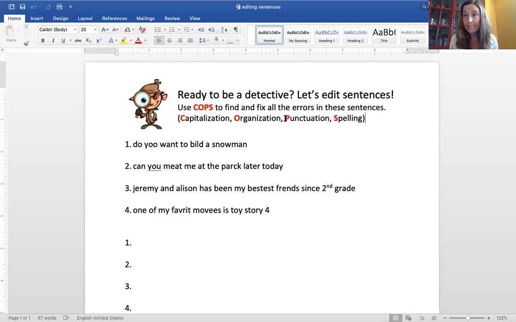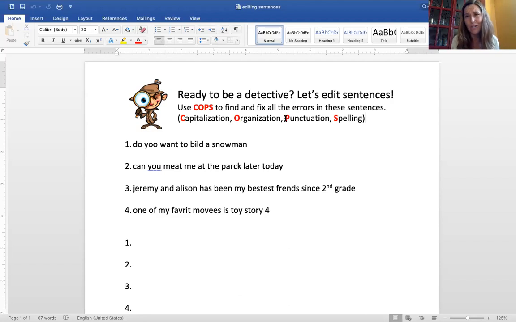COPS stands for C, capitalization. We know that there's certain rules for capitalizing. We always capitalize the first letter of a sentence, and we capitalize proper nouns. O, organization. Organization not only has to do with words being in the right spot, but the correct tense of verbs or the correct usage of language so that it sounds in our ears the way it's supposed to sound.